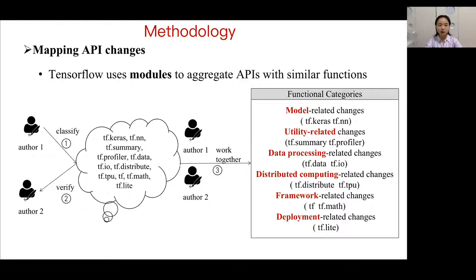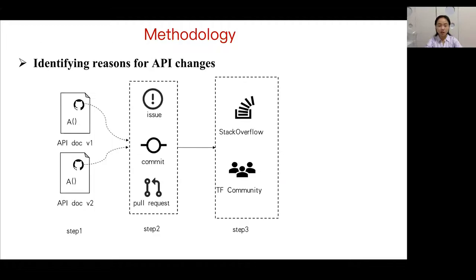The second step is to map API changes. TensorFlow uses modules to aggregate APIs with similar functions. Two authors work together to classify API modules into six functional categories. The third step is to identify reasons for API changes.